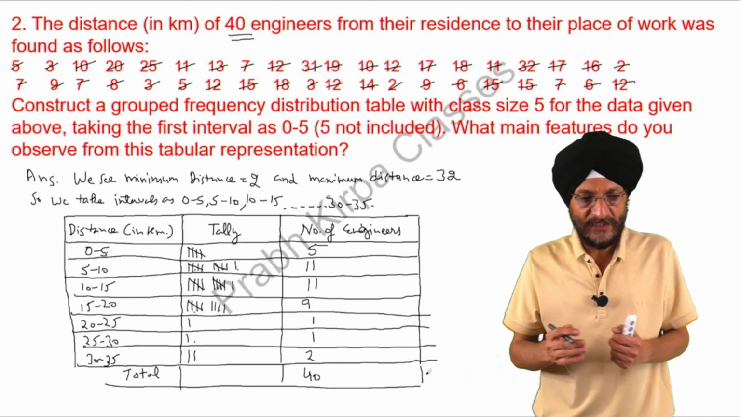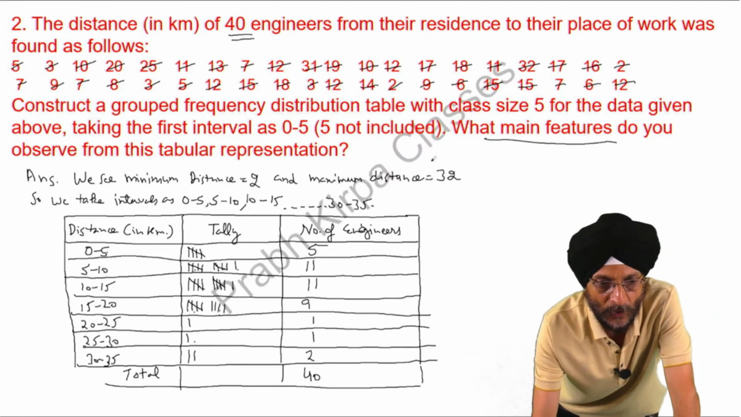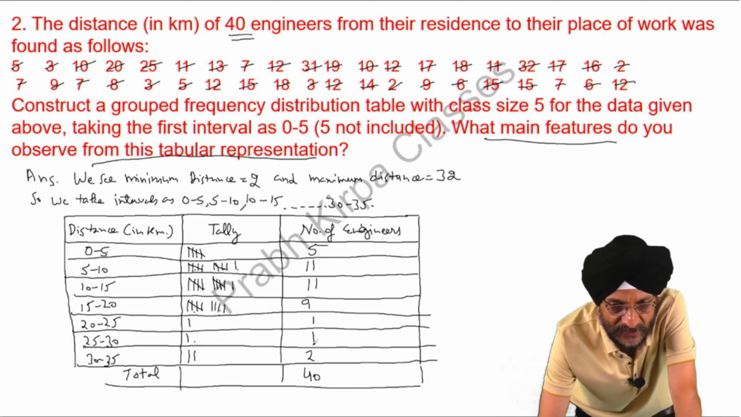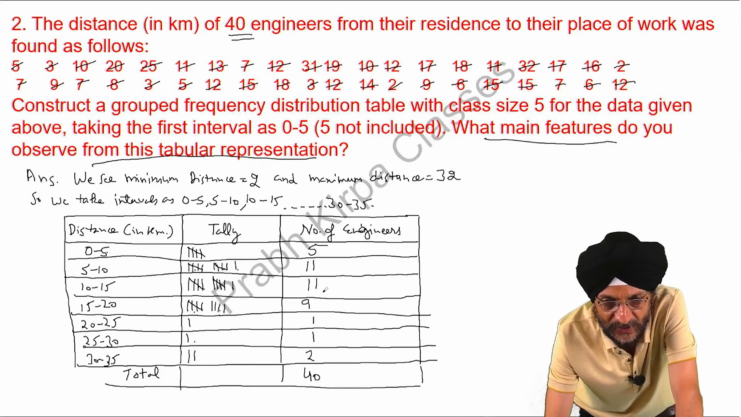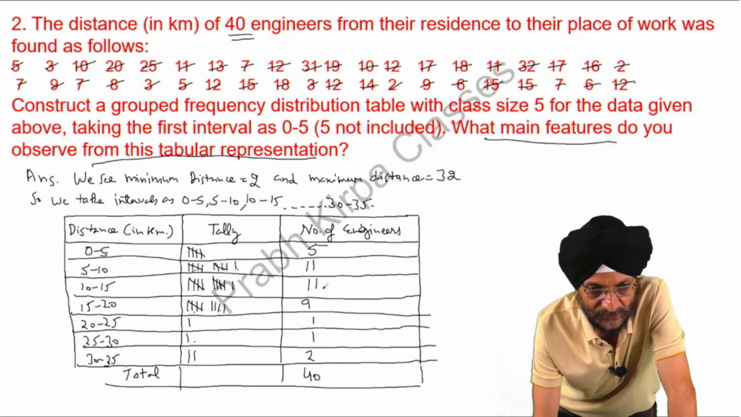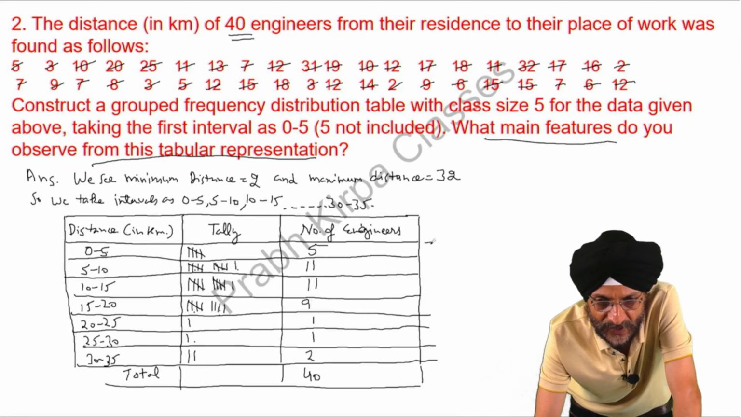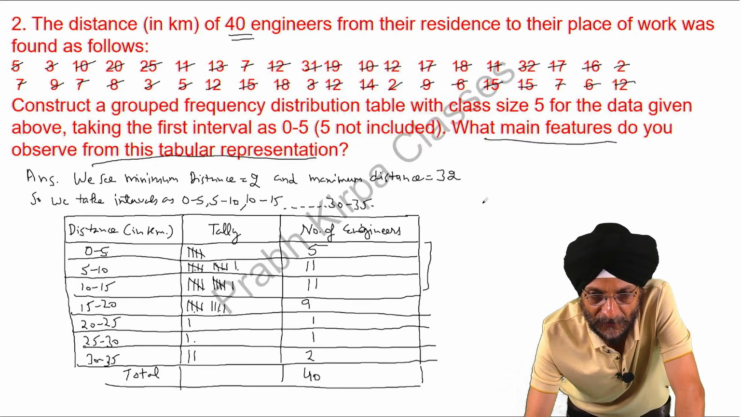So now again we find what main features we observe from this tabular representation. Now we go through this table. What is written here? The number of engineers who have to travel from 0 to 5 are 5, 5 to 10 are 11, 10 to 15 are also 11. So from this table we find that the maximum number of engineers have to travel the distance up to 15 kilometers.